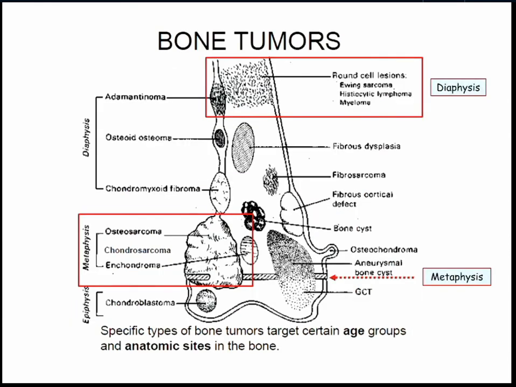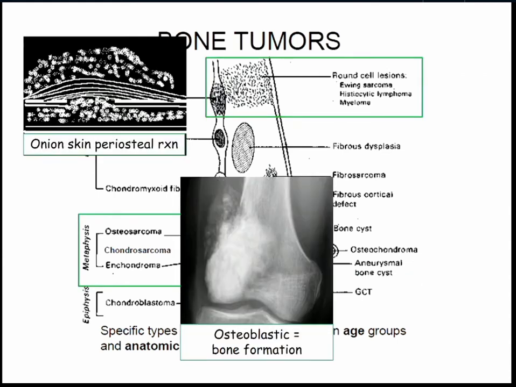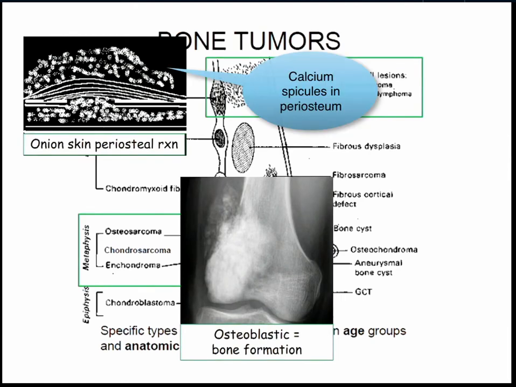Okay, here's this slide again, and what I like is this issue. We talked about the metaphysis for a reason. Metaphysis, that's where osteosarcomas happen. Ewing's is midshaft, diaphysis. Key distinction. In that mid-diaphysis, you can see that onion skin appearance, and I did some calcification there because you get this periosteal reaction.